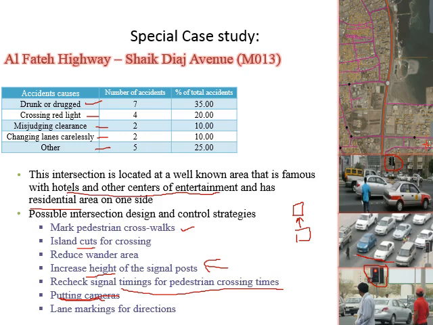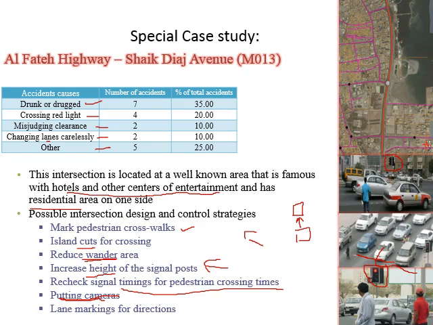Then changing lanes carelessly. Okay, now what does it mean? It basically means drivers are wandering. When they are making a right turn or a left turn, they are basically changing their lanes however they want. So somebody is going in this direction, and he goes like this maybe. So you have to reduce the area of wandering for these drivers.